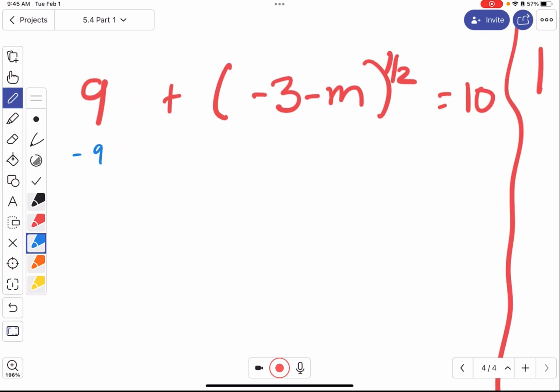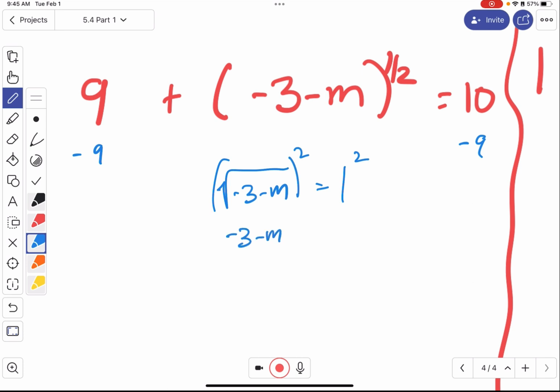So subtract 9. Since I'm here, I'm just probably going to rewrite it. Negative 3 minus m, it's the square root of it, equals 1. Square both sides. Negative 3 minus m equals 1. Add 3. Negative m equals 4. Multiply by negative 1. M is equal to negative 4.